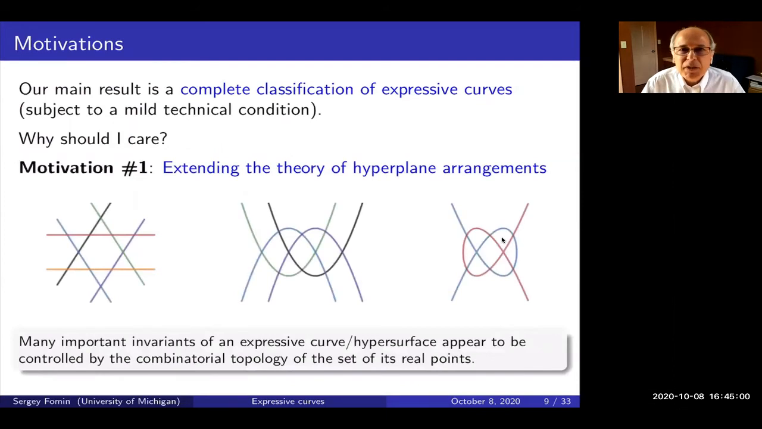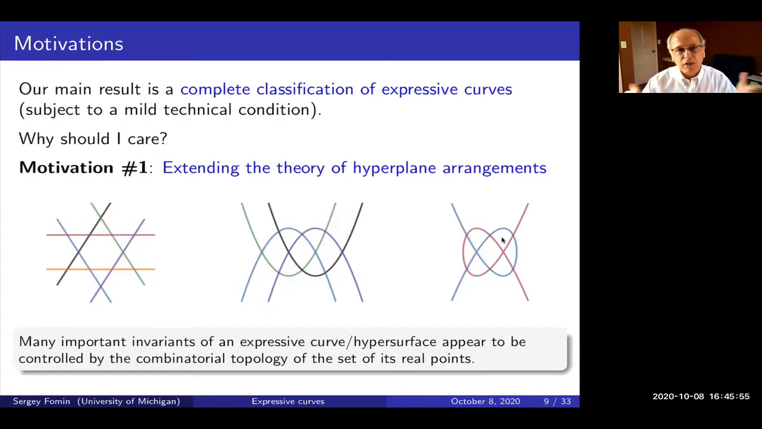So the first motivation, which I will talk about only briefly because it's a work in progress, is extending the theory of hyperplane arrangements. It turns out that many important invariants of an expressive curve, or more generally hypersurface, because this can be straightforwardly generalized to higher dimensions, appear to be controlled just by the combinatorial topology of the set of real points. Like in this case, this is a line arrangement here on the left. Once we know how this looks, how many nodes we have, how many regions, how many bounded or unbounded ones, what's the intersection lattice here, then you can recover from that information.